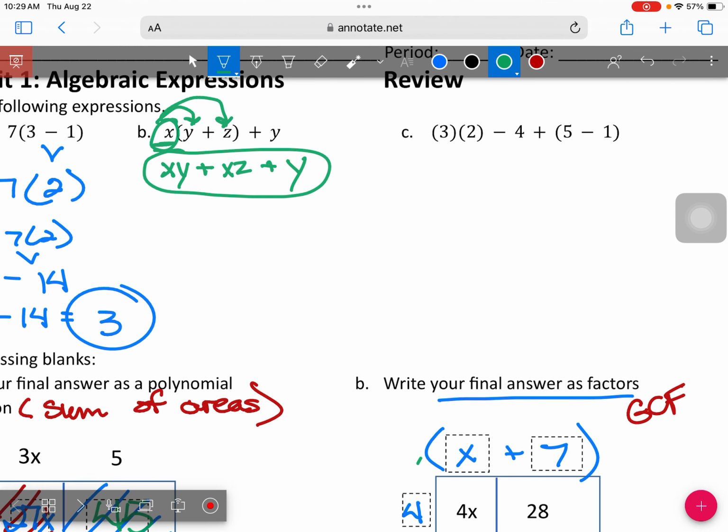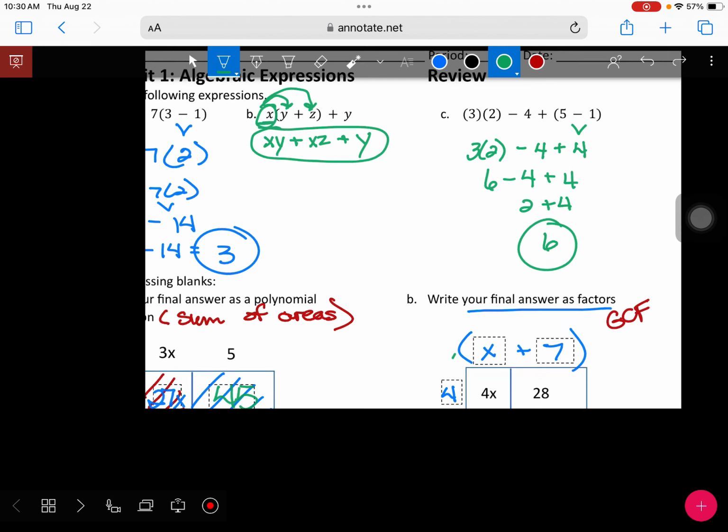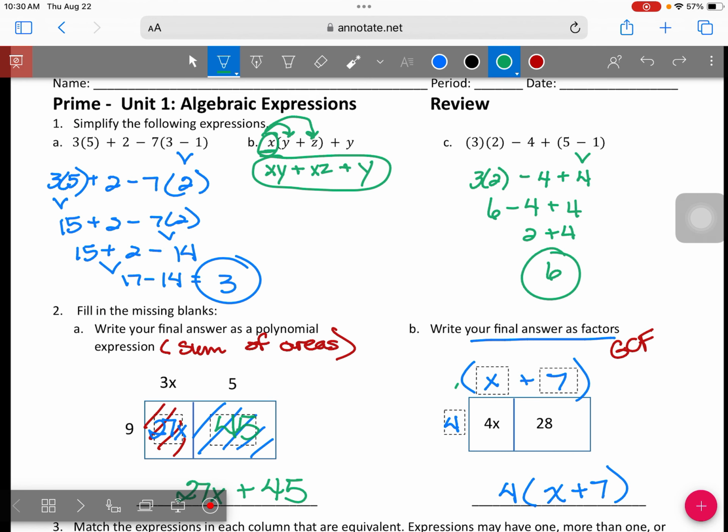And the last one. Again, do what's in parentheses. That's a 4 plus, put everything else the way it was. 6 minus 4 plus 4. 2 plus 4 is 6. All right, so that is all the problems.